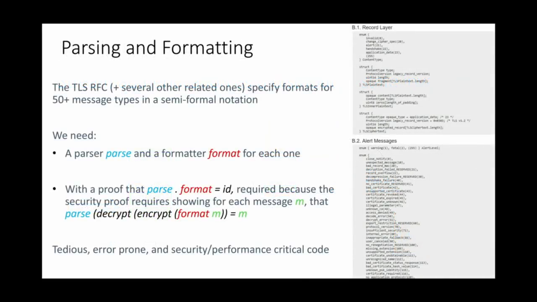In order to send messages down the wire, we need to prove that our parsing and formatting code are correct. At the high level, the main invariant that we're after is that if the application sends a message M and it gets formatted, then encrypted and decrypted and then parsed, the receiver receives exactly the same message that was sent.